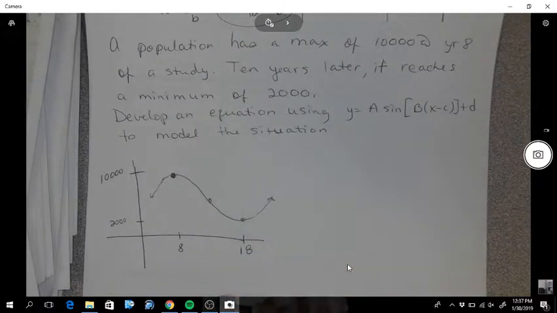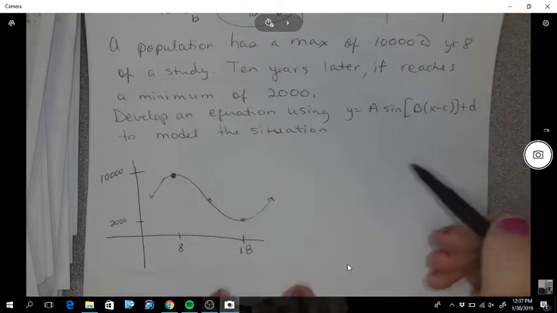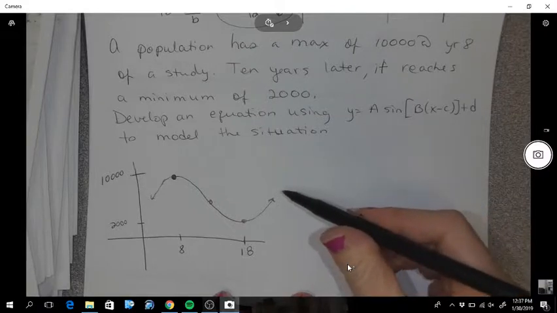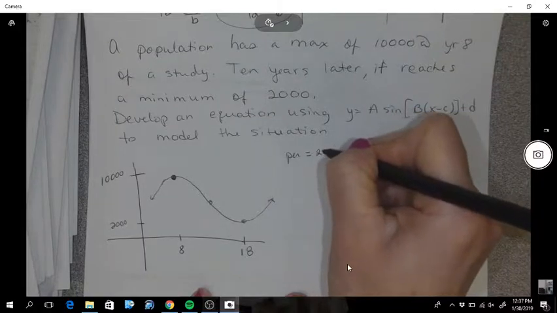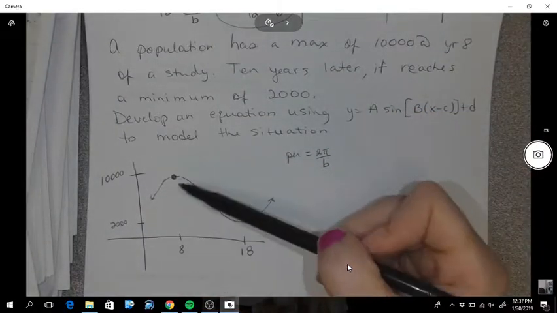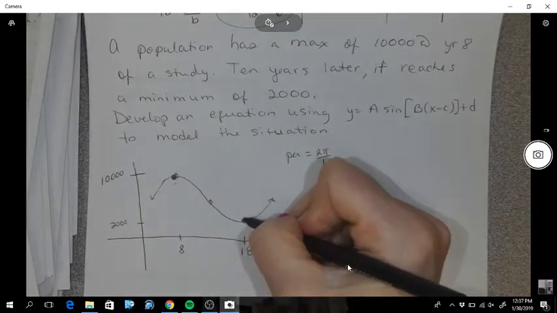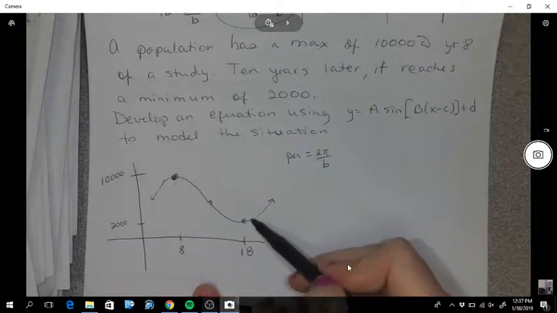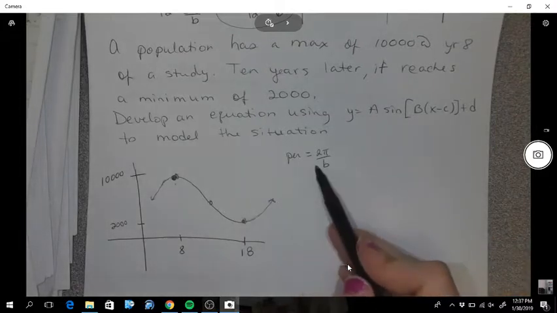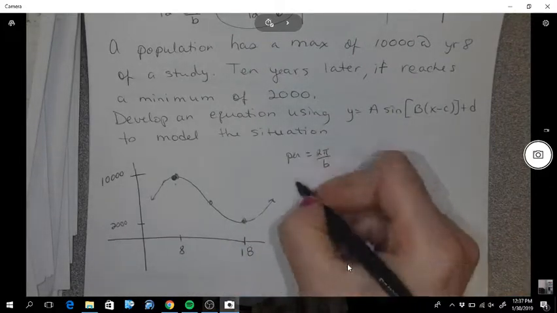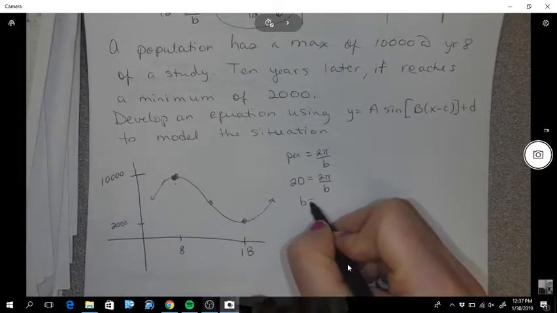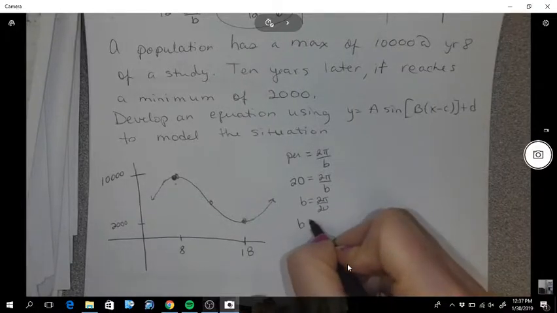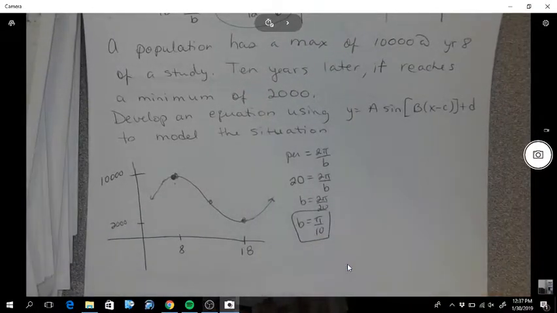Now we're going to develop an equation using sine. Okay, so here we go. Let's get our period first. From 8 to 18, you can see that that was half of the cycle, right? Because they still need to go back up and get back to this original point. So this is 10, so really 20 would be the period. So b equals 2 pi over 20, so b equals pi over 10.